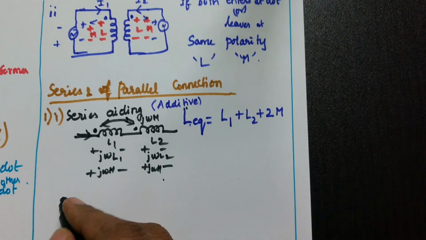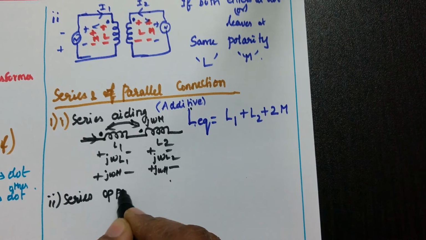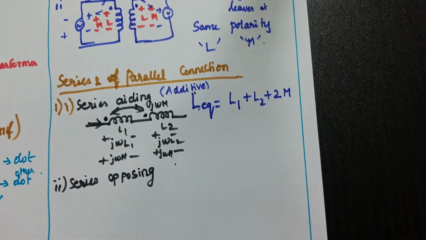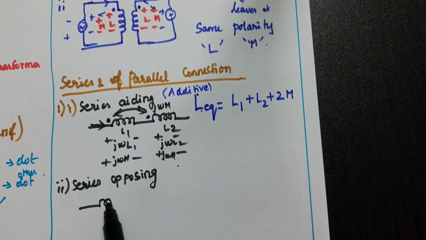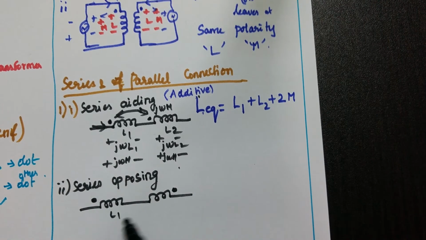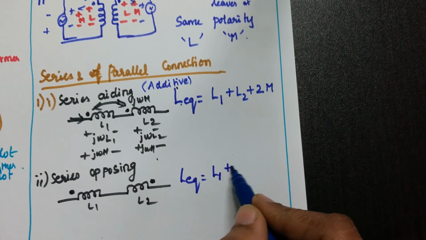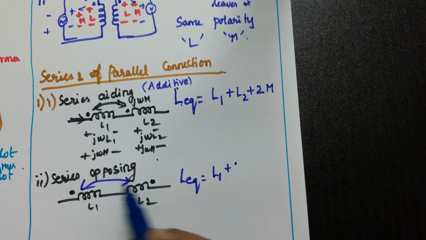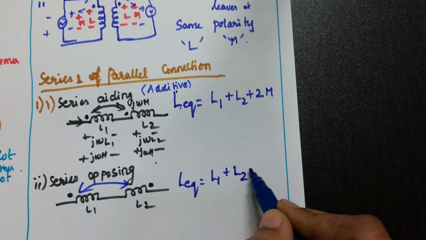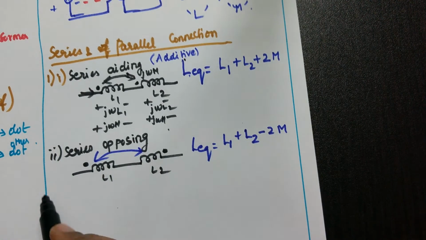And the second case, series opposing. This is where one current enters and one current leaves from the other dotted end. L1, L2. So L equivalent will be subtractive in nature, because of the mutual inductance. So L1 plus L2 minus 2M.